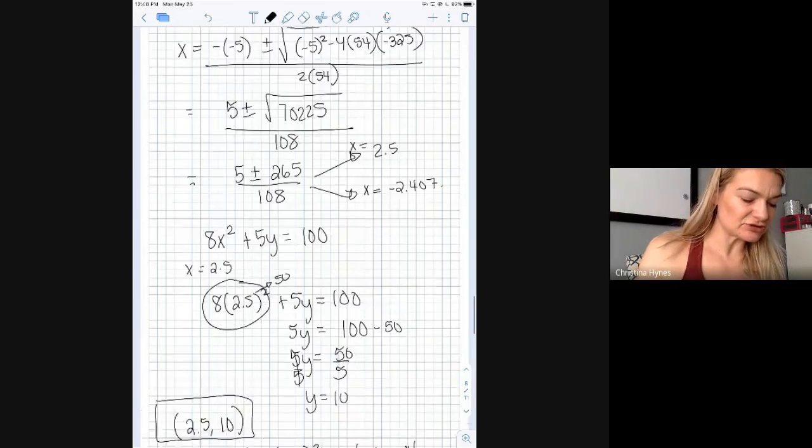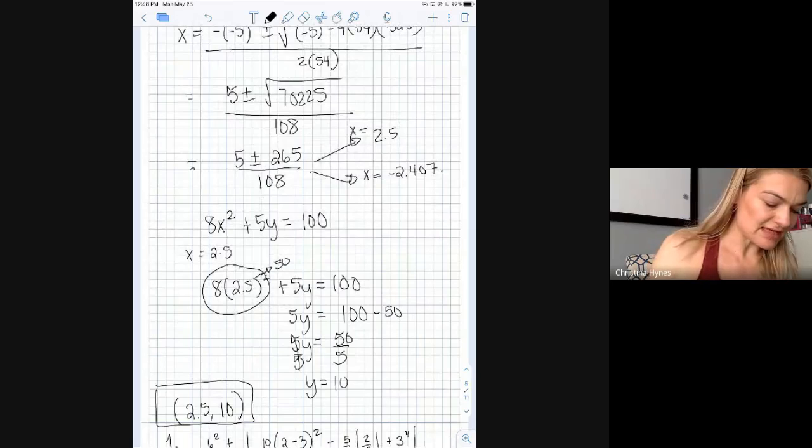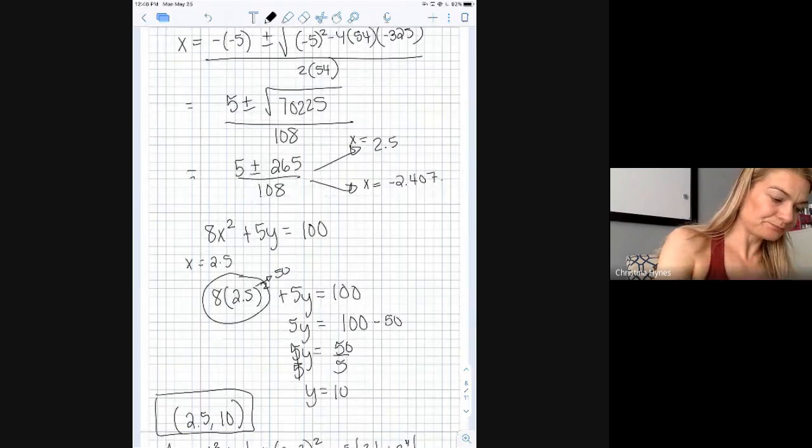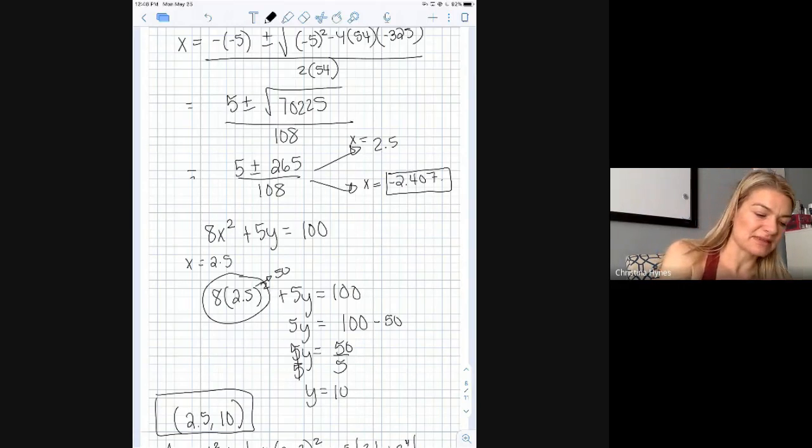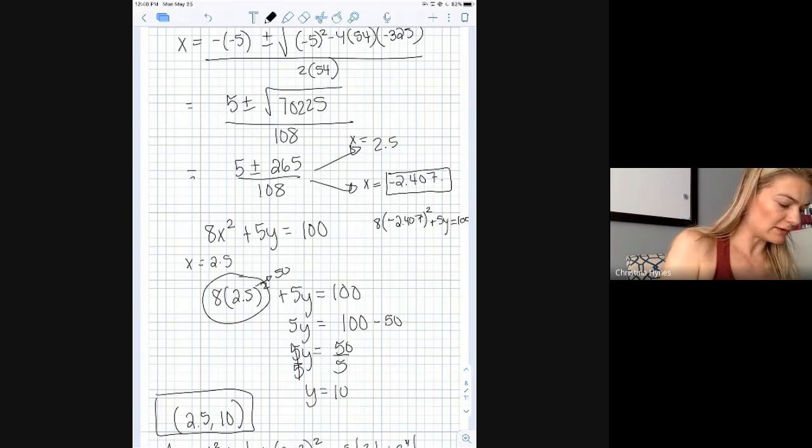Now, it's not really a solution until you've actually checked. So that is always a step that you need to do. And then you're going to repeat that with this number right here. Now, keep in mind that since we've rounded this x coordinate, the y coordinate will be slightly off, but that will be fine. So you're going to go 8 times negative 2.407 squared plus 5y equals 100. Put 8 times negative 2.407 squared in your calculator, and I'm getting like 46.349.